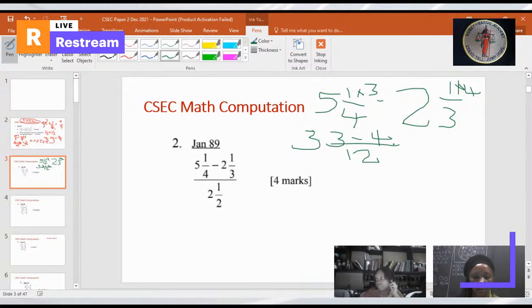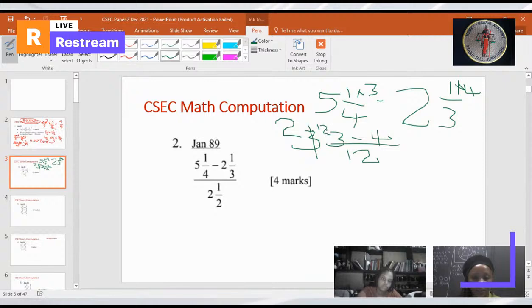We're going to take one whole, or 12 over 12, from the 3, which will leave 2. The one whole that we're taking from the three, we're going to write it as 12 over 12.